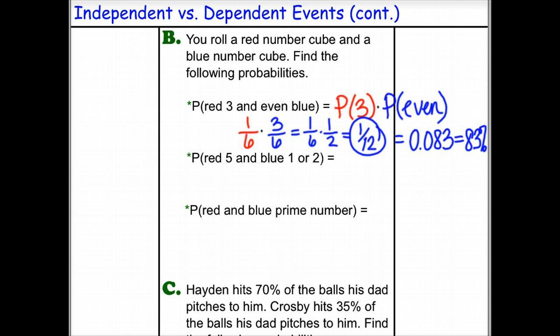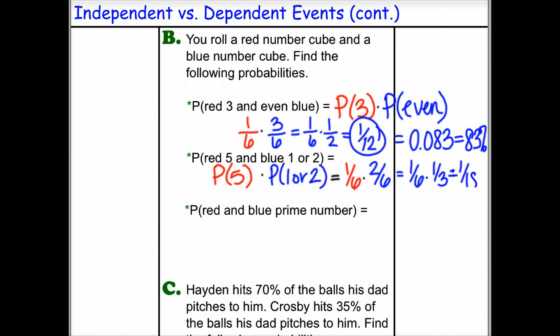When we look at the probability of getting a 5 on the red and on the blue a 1 or a 2, we multiply. The probability of getting a 5 on the red is a 1 in 6 chance. The probability of getting a 1 or a 2 on blue would be a 2 out of 6 chance, which is 1/3. So 1/6 times 1/3 equals 1/18.